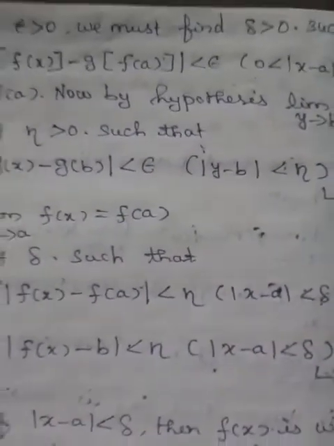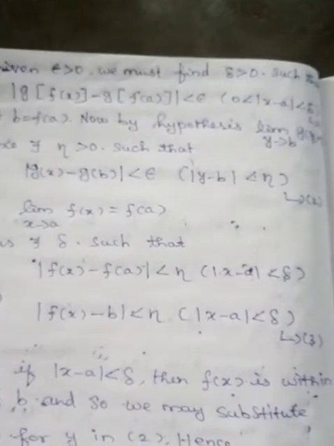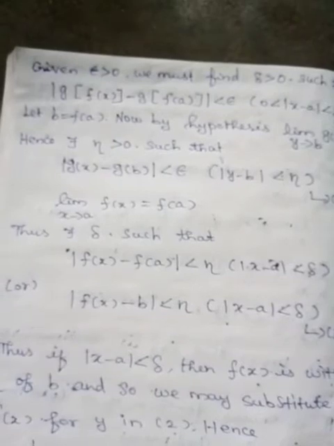So given epsilon greater than 0, we must find delta greater than 0 such that modulus of g of f of x minus g of f of a is less than epsilon whenever 0 is less than modulus of x minus a is less than delta. This is equation number 1. So let b equal f of a.